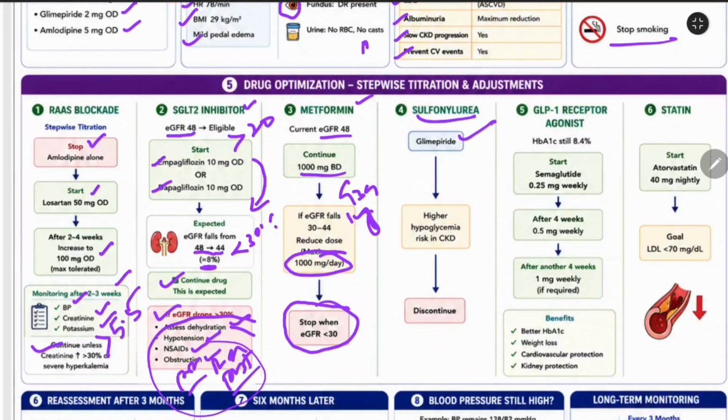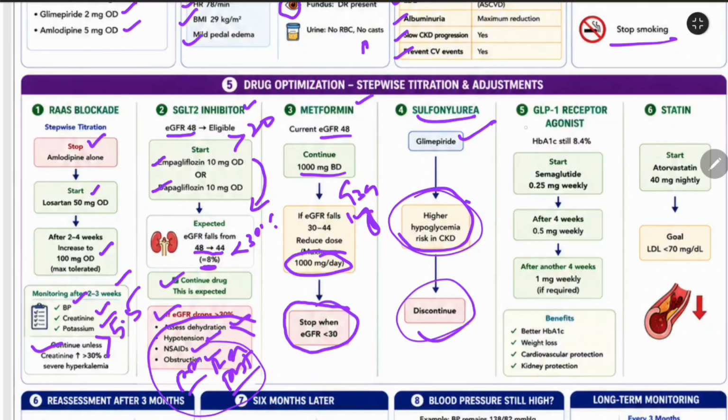Sulfonylurea: the patient is on glimepiride. There is a high risk of hypoglycemia in patients with DKD. Remember, the metabolism of sulfonylureas is reduced in DKD patients. That's why we should not give these long-acting sulfonylureas to these patients. So we will discontinue this in this patient.